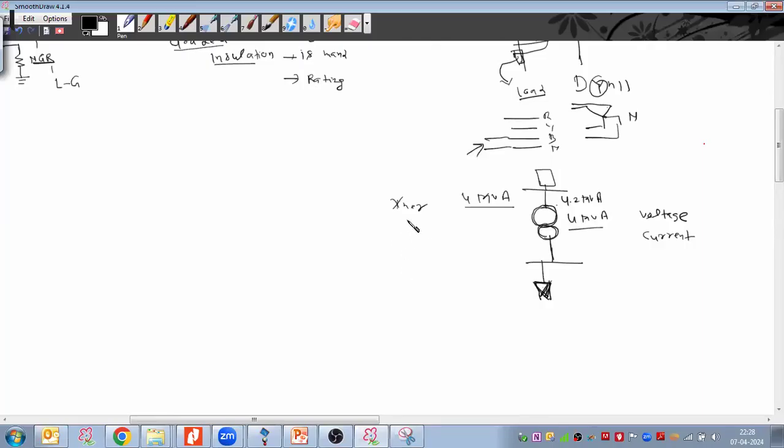This concept is applicable for the transformer only. If I'm taking any other electrical equipment, suppose I'm taking a motor, a 4 kilowatt motor. What is meant by the 4 kilowatt? Is the 4 kilowatt the input power or the output power? Output power. So 4 kilowatt is the mechanical output power of the motor.